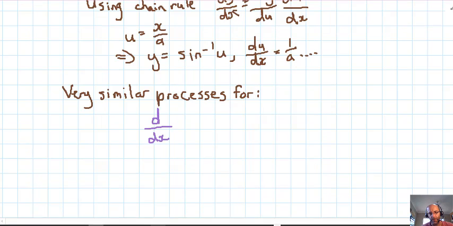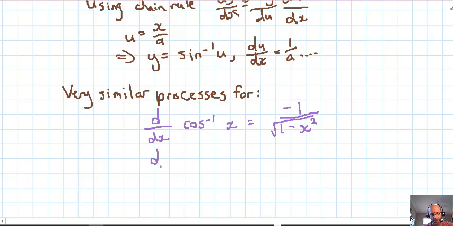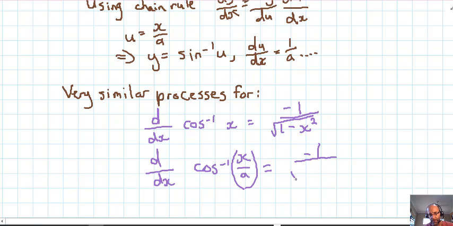So very similar processes there for inverse cos of x and inverse cos of x over a. I'll have all of these in one place at the end of the video, so you can copy them down then if you wish, or you can copy them down now carefully.